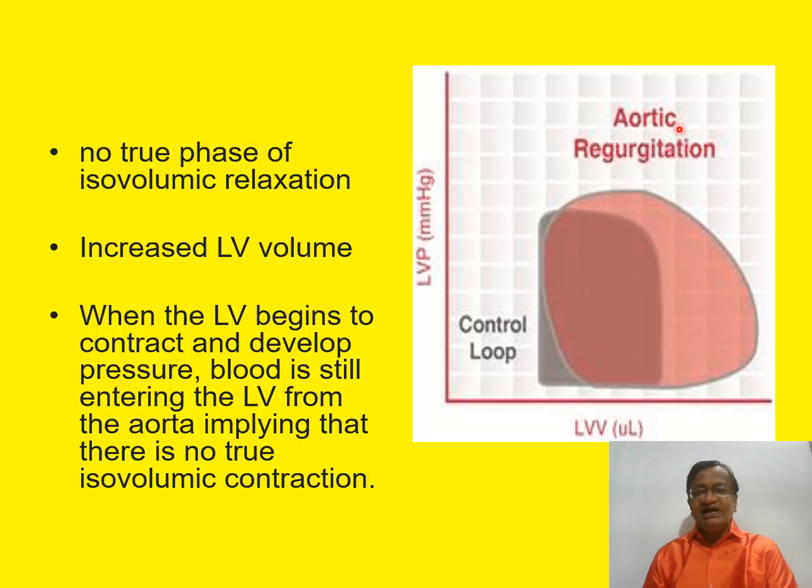But here, see aortic regurgitation. The height is not changed. See the regurgitant lesion, the width is broad. It's broad. There is no true phase of isovolumic relaxation. See here, because there is a leak here, aortic regurgitation.